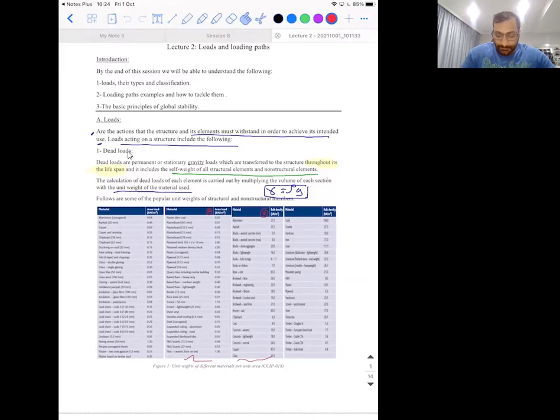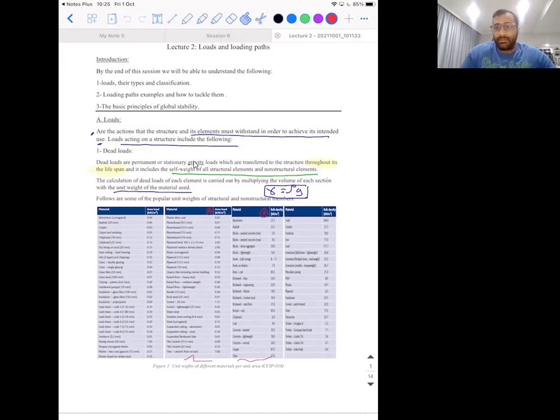First, dead loads. أحمال الميتة يسمونها. Dead loads are permanent or stationary gravity loads, which are transferred to the structure throughout its lifespan, and they include the self-weight of all the structural elements and non-structural elements. طوفة مطوفة والسوالف. Non-structural elements, الطوفة مو structural element على فكرة. The wall does not contribute to the strength or stiffness of the building as a whole. There is a little stiffness component, but let's ignore it for now.